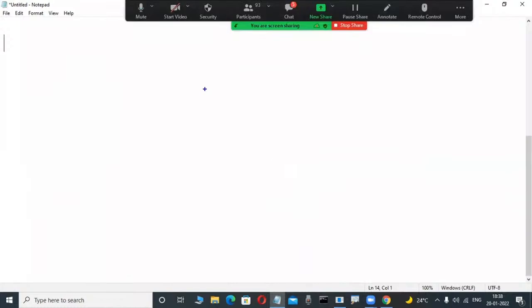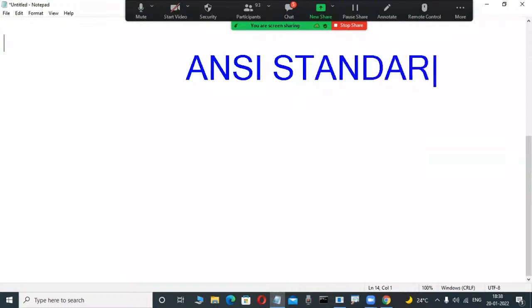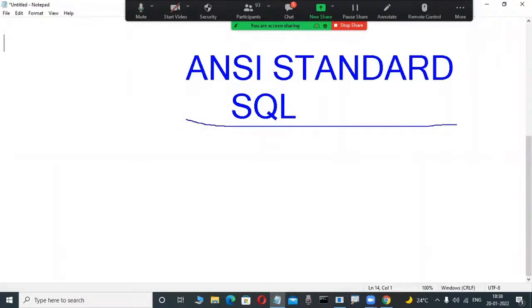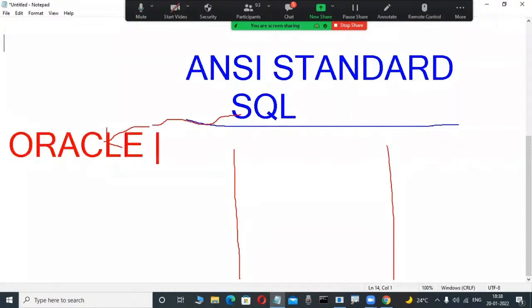Same like here also, observe. SQL is an ANSI standard language. ANSI, the American National Standards Institute, defines some standards for the SQL language. From this ANSI standard language we operate all relational databases. But observe here, from this ANSI standard SQL, Oracle Corporation created their own SQL that is called Oracle SQL.